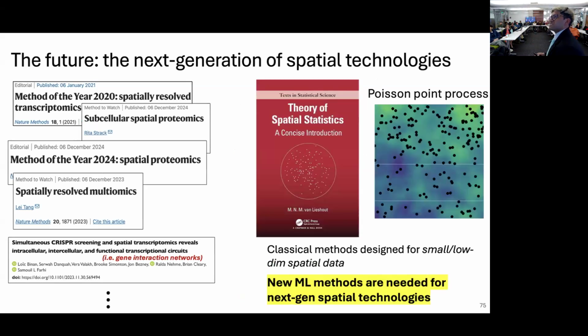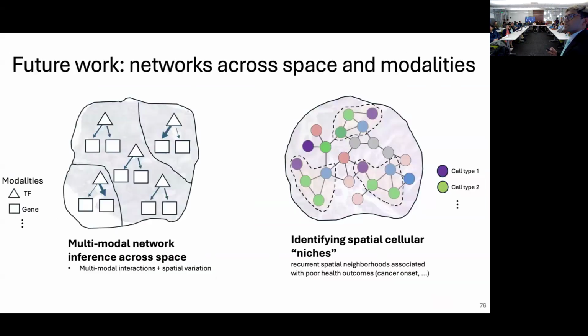At the same time, despite all these new spatial technologies, many of the classical spatial methods tend to be designed for small or low dimensional data. For example, you have point processes or scan statistics, which assume you have one-dimensional data. And so for this next generation of spatial technologies, we really need new computational and machine learning methods, which is what I'm interested in developing in the future.